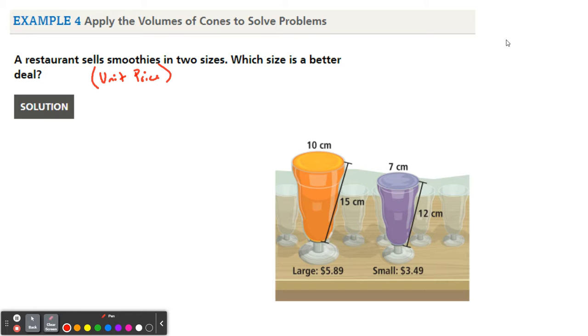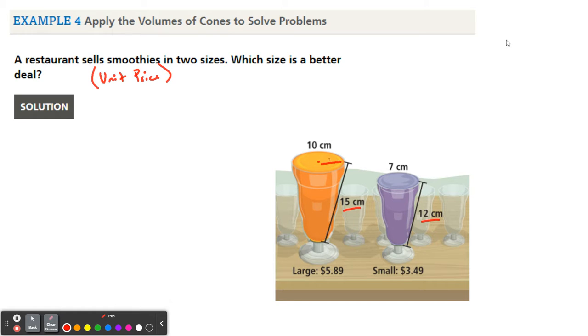Now this problem is not as straightforward though, because you do have to find the volume. And if you notice here, these measurements of 15 and 12, these are what we call the slant heights. To find the volume of each size smoothie, we need to actually find the height of these cones, and again, we're going to estimate these as cones.